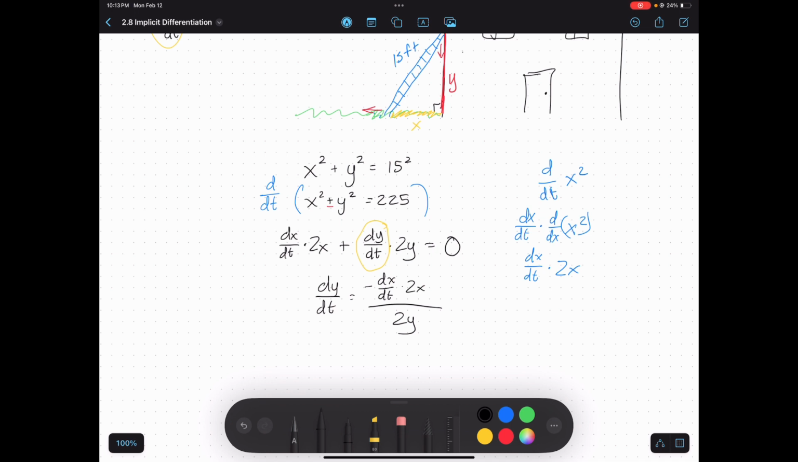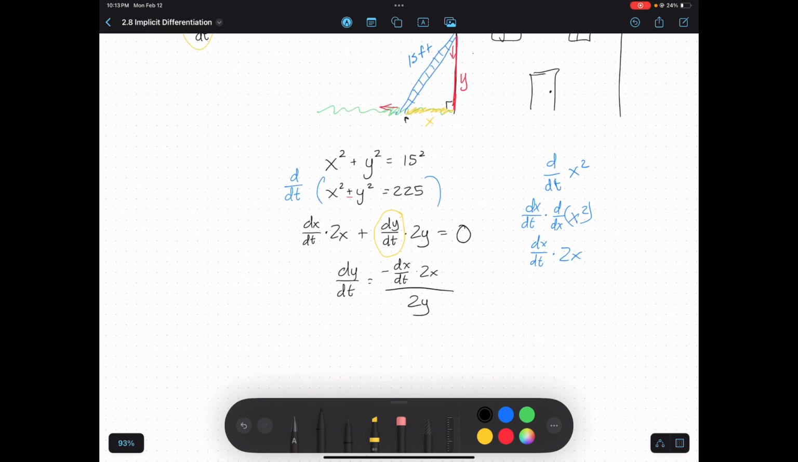So you'll notice that dy over dt depends on three different things. It depends on what x value you're at, it depends on what y value you're at, and it depends on how fast this distance is changing. Right? How is your x value changing over time?